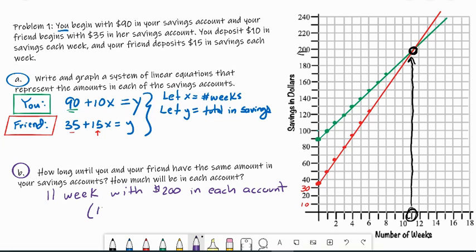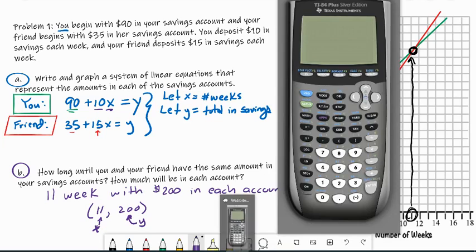So I just want to double check that this answer is correct. If I plug in 11 for X, I expect the equation to generate 200 for Y. So let's just do a double check here. So let's plug this into the calculator. $10 per week times 11 weeks plus the $90 we started with equals 200. So 11 comma 200 works for your account.